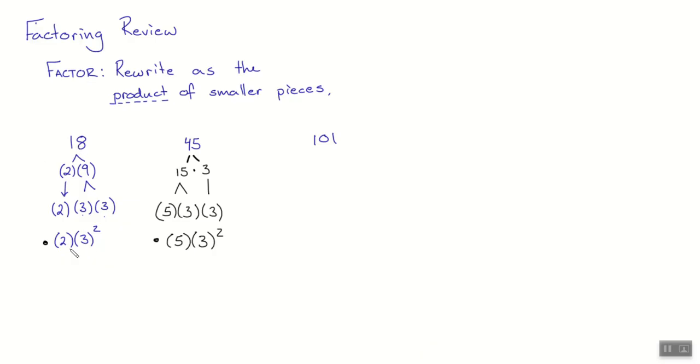So 18 can be written like this. 45 can be written like this. And I might be trying to pull a quick one on you. What do you think 101 is? It's prime. We can't factor this number. Okay. Now, this is what factoring looks like in elementary school.